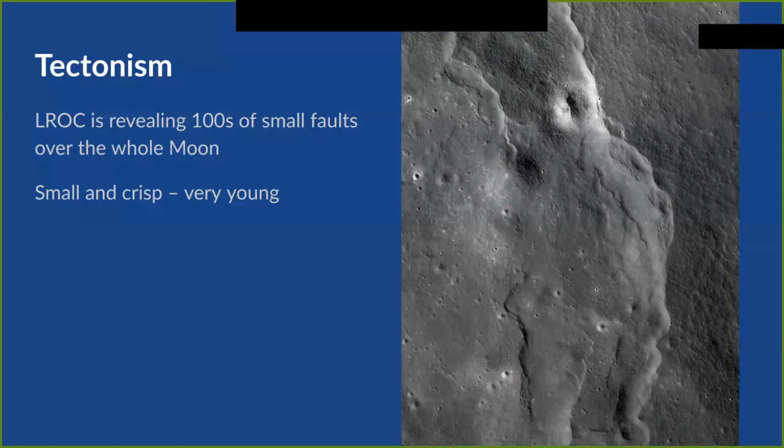Now, I mentioned that the moon has no plate tectonics, but we do see tectonism on the moon. It's because originally it had a liquid core, and as it cooled over a long period of time, the moon shrinks. And so the solid crust has to go somewhere, and it creates tectonic features. And we have found hundreds of these small faults all over the moon.